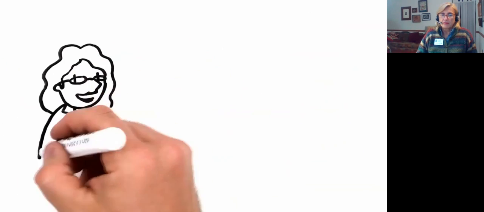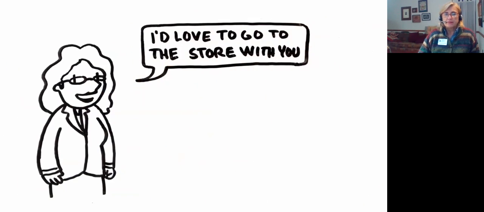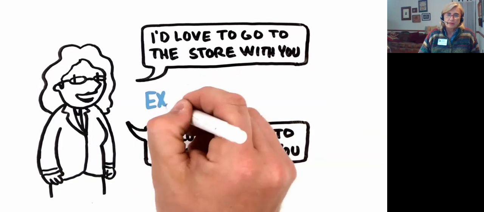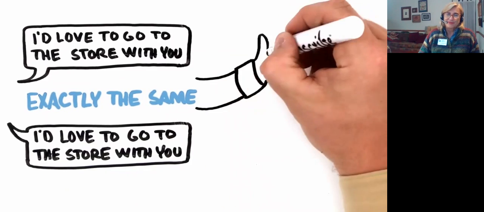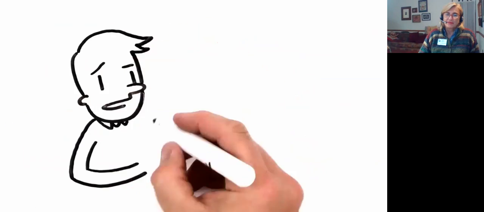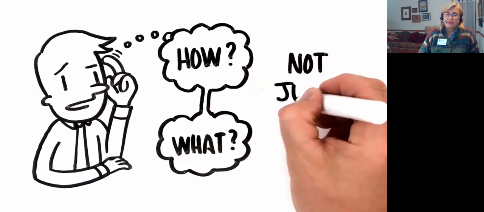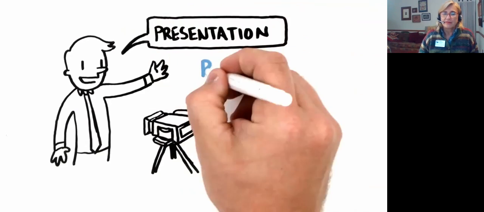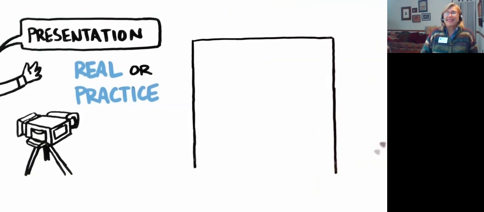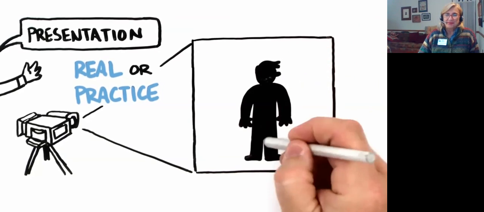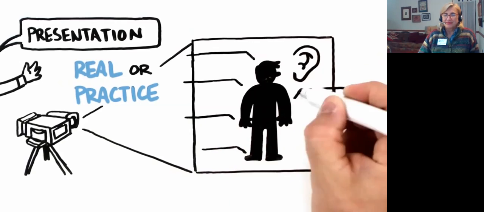For instance, I can say, I'd love to go to the store with you. Or I can say, I'd love to go to the store with you. In either case, I've said exactly the same words, but the paralinguistics of the message is totally different. You want to think about how you are saying what you're saying, not just the words. One of the best things that you can do is record a video of yourself giving a presentation, either a real one or just record a practice, and take a look at it and see what your body language and listen for what your paralinguistics are saying.